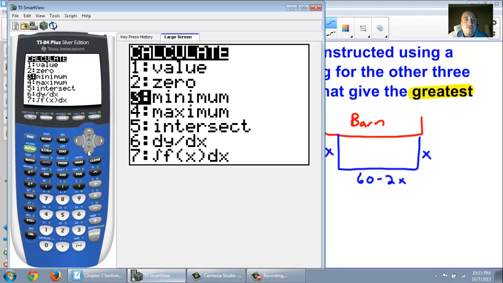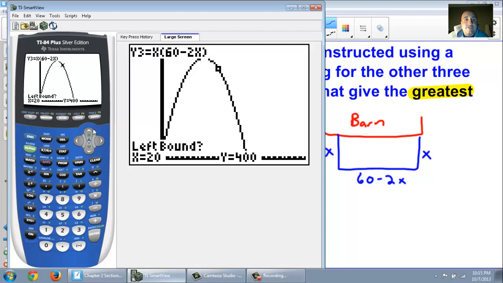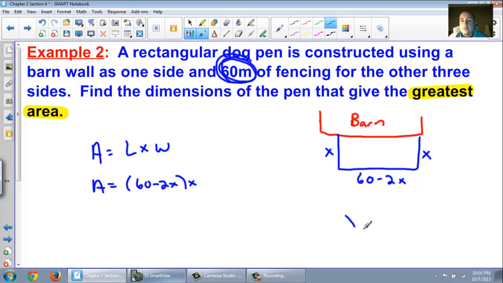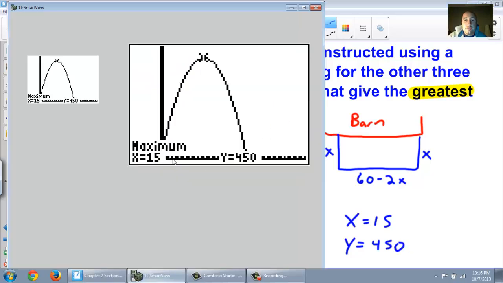Second trace, number 4. It says left bound, so I need to move that cursor to the left of that maximum. Enter on that one. Now I'm going to move my cursor to the right bound, hit enter, and then when it says guess, you hit enter again. So what is it telling you? It says x equals 15. And y equals 450, I believe. Let me double check. x equals 15, y equals 450.